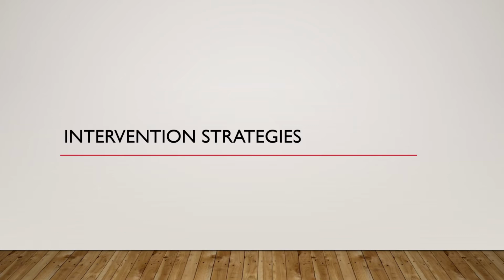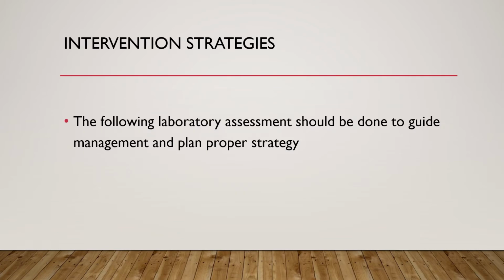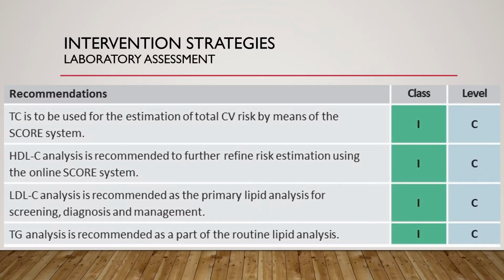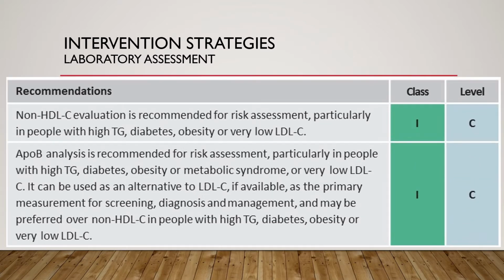So, according to the risk you have calculated for the patient, according to his risk factors, what will be the intervention you have to do for this patient? First of all, you have to do laboratory assessment. The laboratory assessment according to the guidelines is as follows. Total cholesterol is to be used for estimation of total cardiovascular risk. First, you have to assess the total cholesterol, HDL cholesterol, LDL cholesterol, and triglycerides. These are the lipid profile you have to assess for the patient.